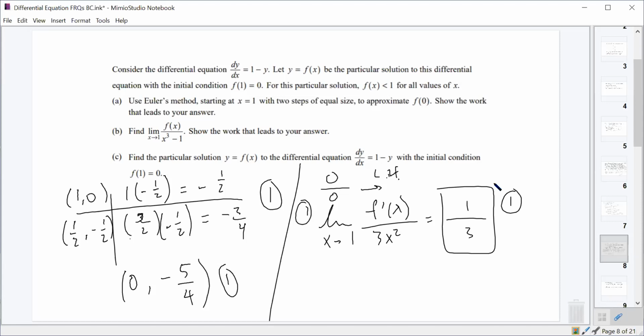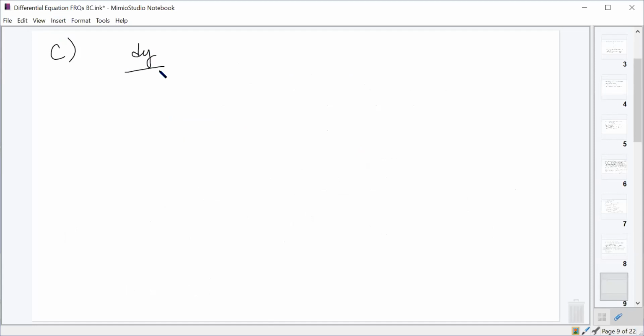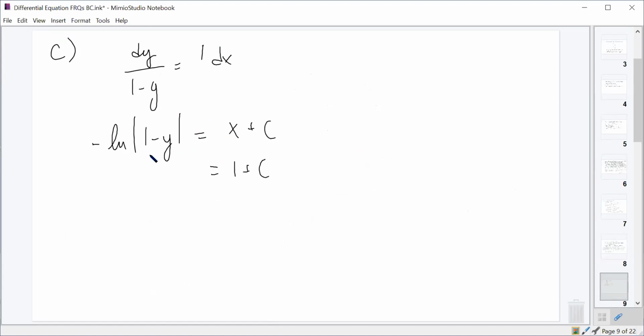The differential equation ones I feel like we're okay with in general. We're doing all right. Part C. Solve the differential equation. So we have dy over 1 minus y equals 1 dx, right? And what does that give us? That gives us negative natural log absolute value of 1 minus y equals x plus c. Our initial condition was that when x is 1, y is 0. So we end up with a constant of negative 1, and so we have negative natural log absolute value of 1 minus y equals x minus 1.